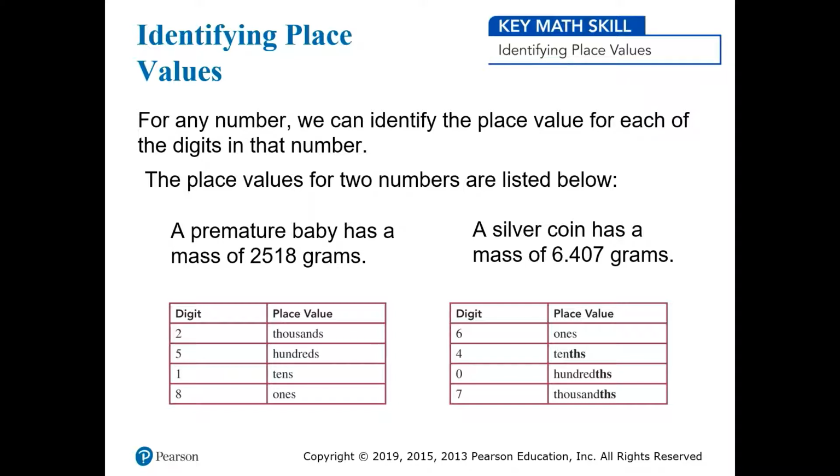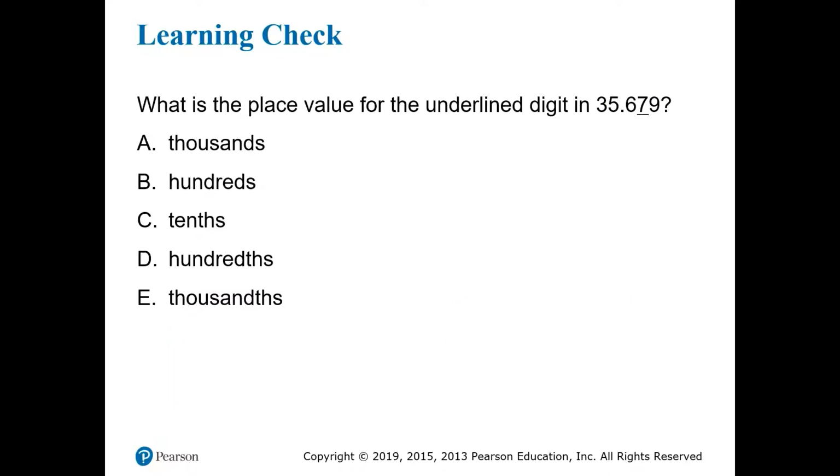Here we start with the basics such as numerical place value: ones, tens, hundreds, tenths, hundredths, etc. For example, what is the place value for the underlined digit in this number? The first place to the right of the decimal is tenths, and the next one, where the underlined 7 is, is hundredths.